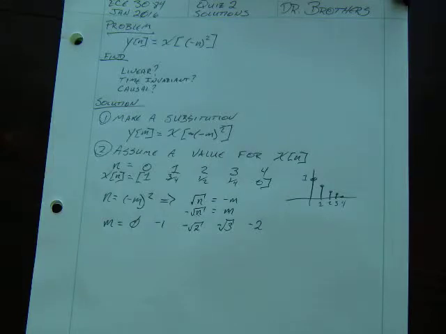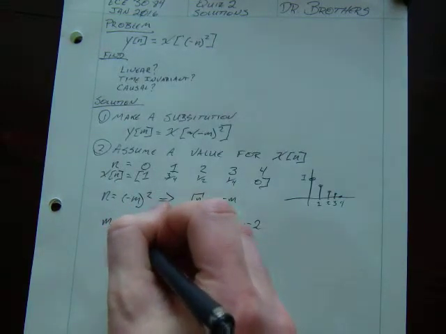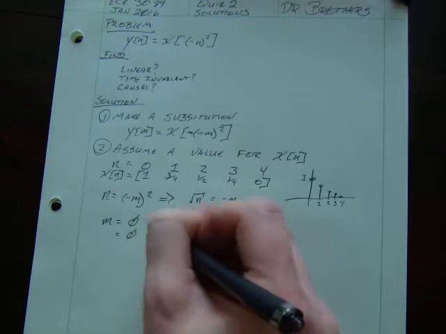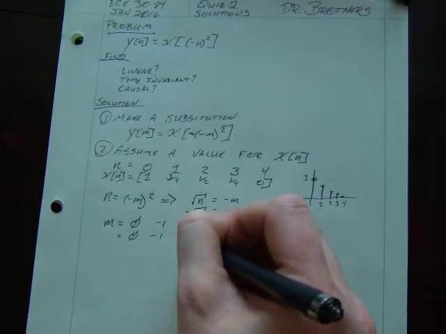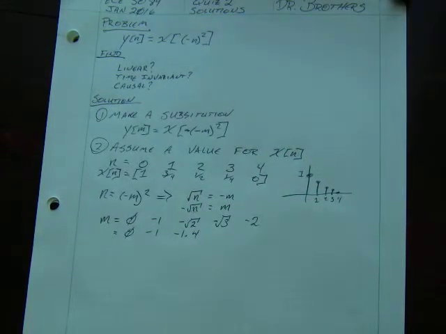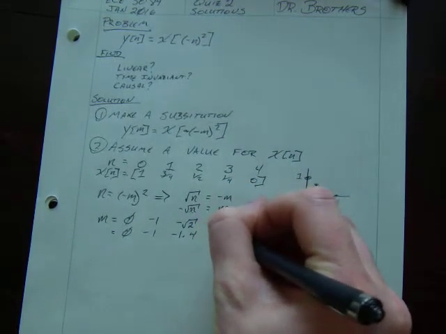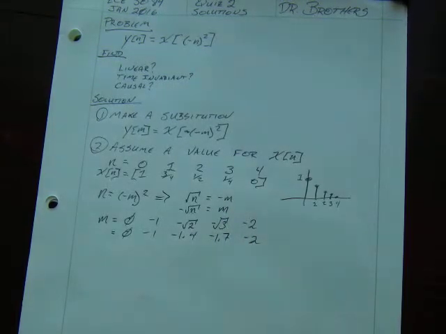Alright, let me grab a calculator real fast, and I'll plug this in. 2 to the 0.5 is equal to, so to simplify these down, we have 0, then we have negative 1, and then we have negative 1.4, and then negative 1.7, and we have negative 2. Okay, so now we have our new axes.